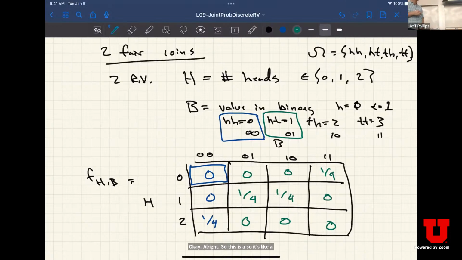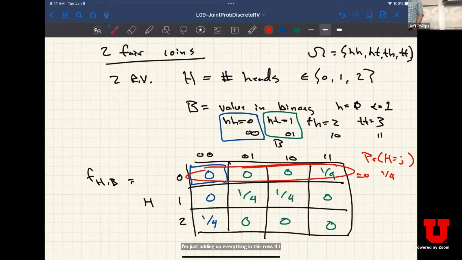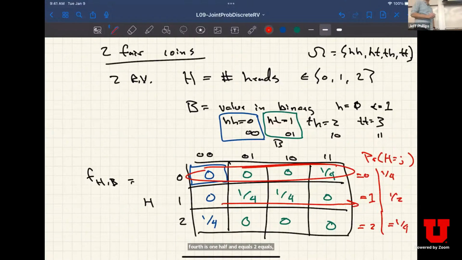So it's like a probability table. And then I can marginalize this table, right? So if I want the probability of H equals 0, this is 1/4. I'm just adding up everything in this row. If I add up along here, equals 1 is 1/4 plus 1/4, which is 1/2, and equals 2 is 1/4, just by marginalizing along here.